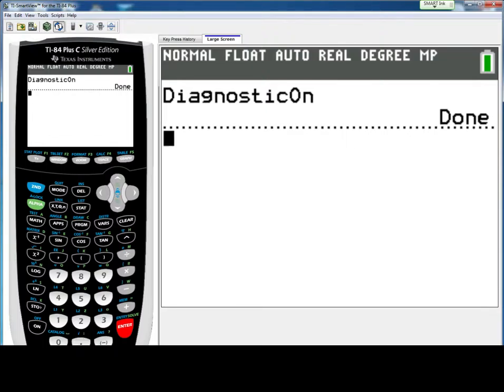That's going to make sure that it gives you an R as well. Because if you don't turn the diagnostics on, then it's only going to give you an A and a B. Okay, so we're good.